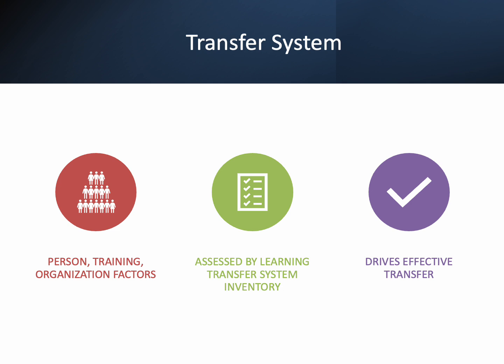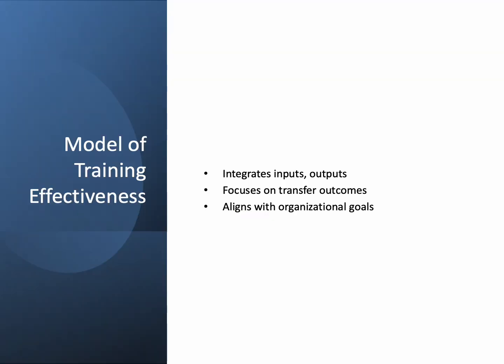The transfer system encompasses all factors: person, training, and organization that influence learning transfer to job performance. The Learning Transfer System Inventory, LTSI, assesses these factors. For example, LTSI might reveal supervisor support gaps. As we discuss this, consider how your organization's system impacts transfer. In industries like manufacturing or retail, a strong transfer system ensures skills are applied, enhancing performance and aligning with organizational goals.